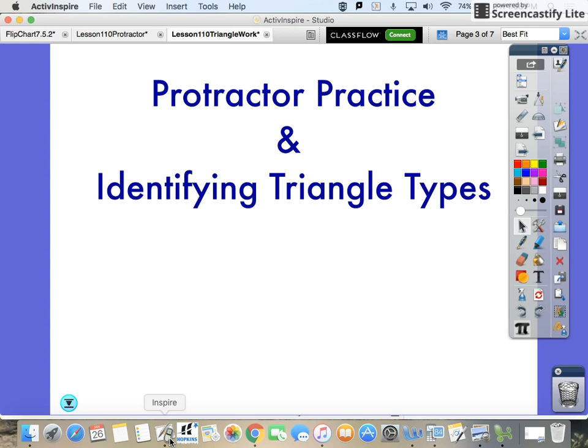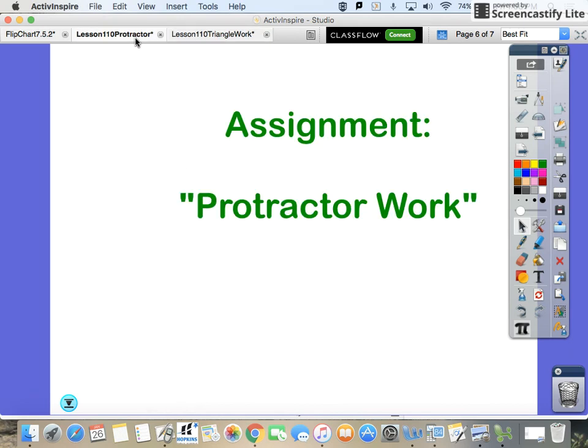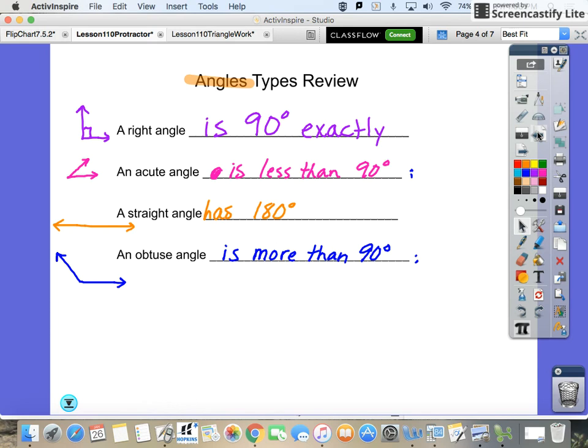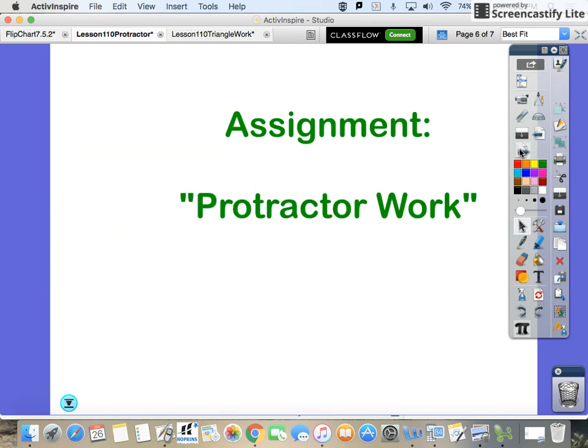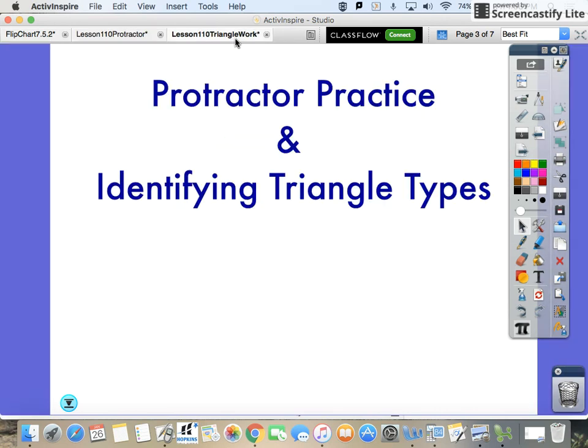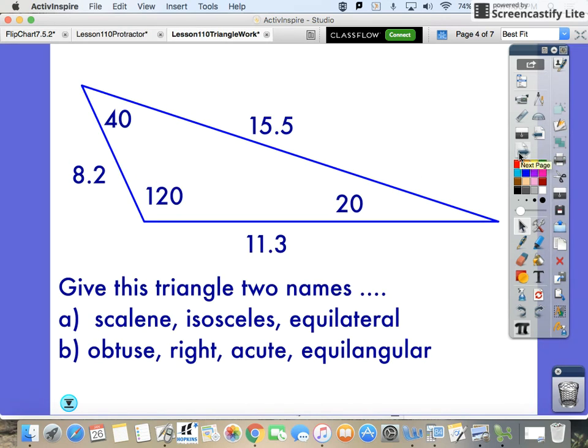All right, here's our second lesson on chapter 1, which is like triangles and angles and using protractors. So what our lesson is today is identifying the triangle types based on side measures and angle measures. So the last lesson we talked about these different names for triangles right here, based on side lengths and based on angle measures.